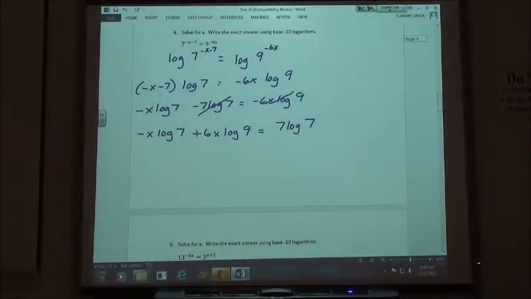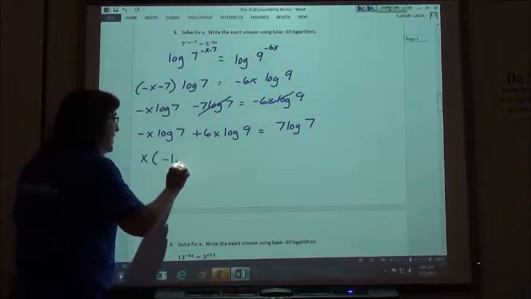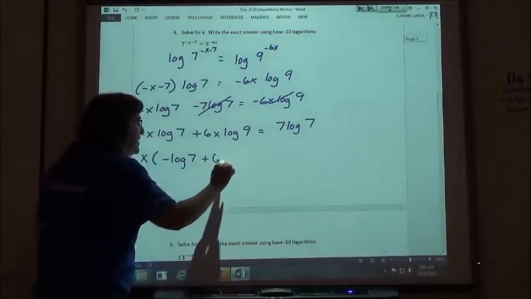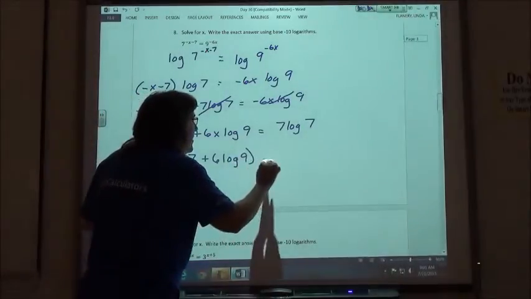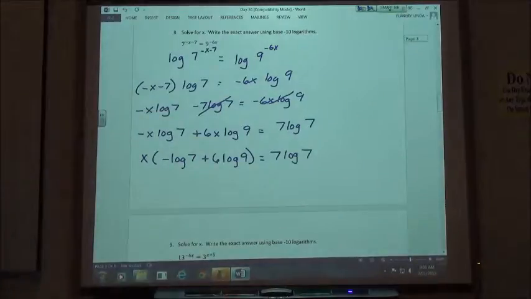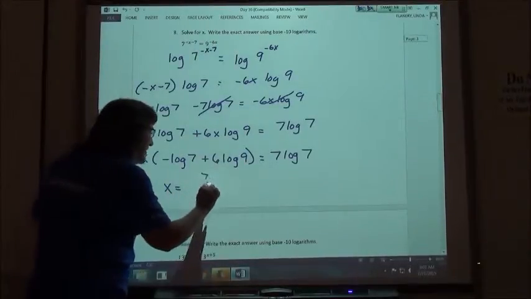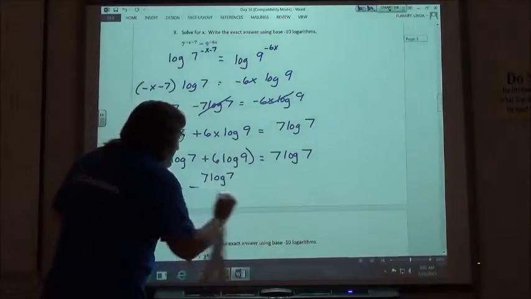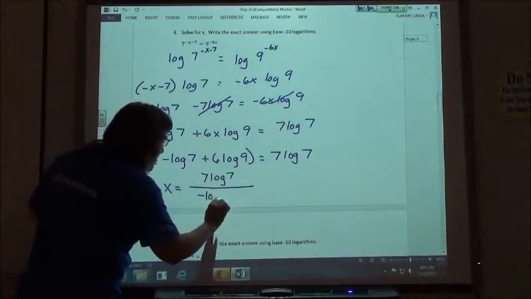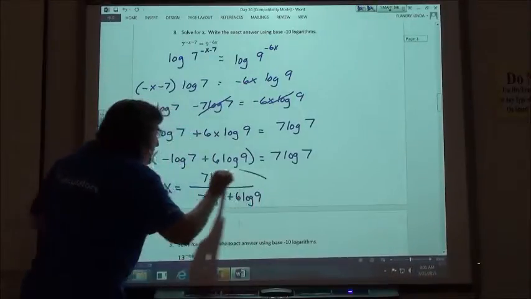So I have my x's both on the same side. I can factor out my x. So I have x times negative log of 7 plus 6 log of 9 equals 7 log of 7. And then my last step, dividing by all the junk next to the x. So x is going to equal 7 log of 7 divided by negative log of 7 plus 6 log of 9.